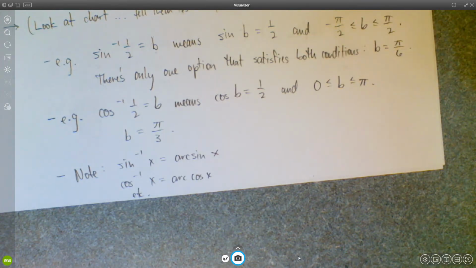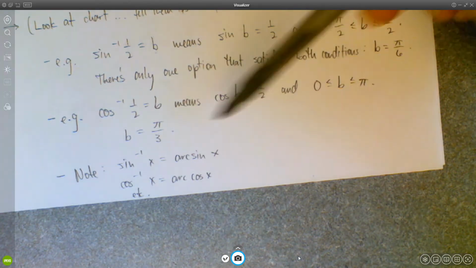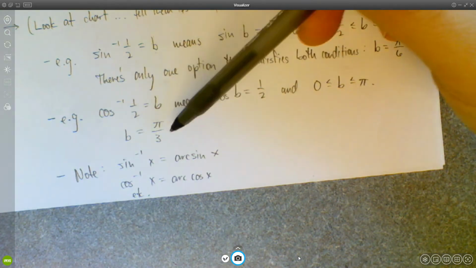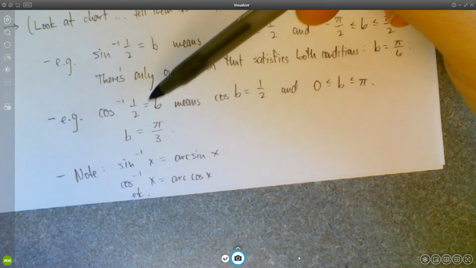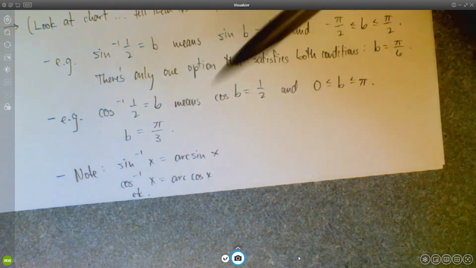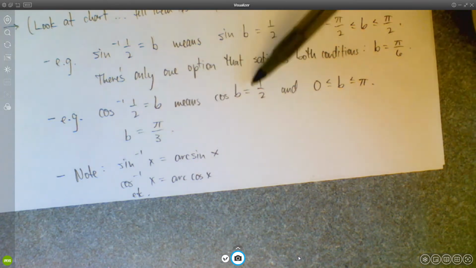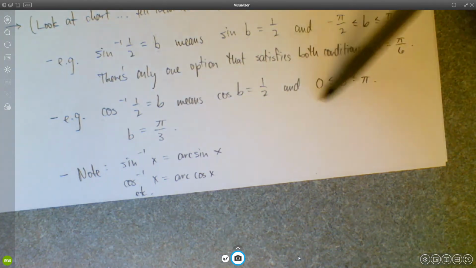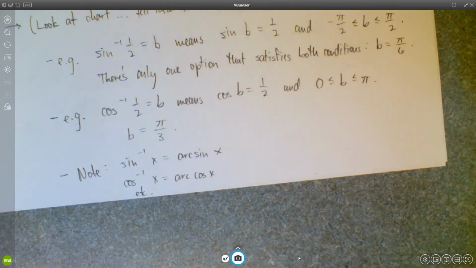Is that what I was thinking of? Not 7 pi over 3, I was thinking of 5 pi over 3. 5 pi over 3 is in quadrant 4, and cosine of 5 pi over 3 is also 1/2, but it's not between 0 and pi, right? So only pi over 3 satisfies both of these conditions. And you get the second condition just from that chart that I showed you.